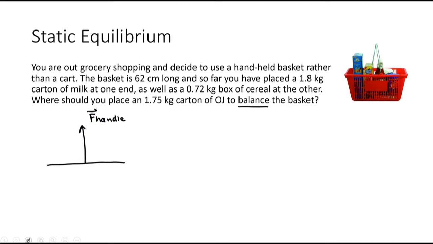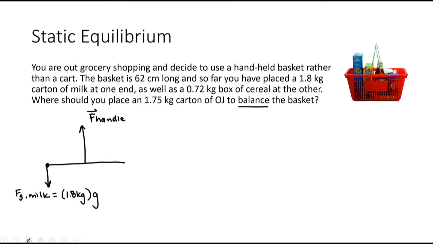Then we know that we have a 1.8 kilogram carton of milk at one end. So let's go ahead and draw my carton of milk. Let's say it's over at this end. And so then we know that its weight is going to be pulling downwards on the basket over here. So let's call this FG milk. And we know that its weight is going to be M milk, which is 1.8 kilograms, multiplied by the acceleration due to gravity. Okay, so that's the weight of the milk acting at one end of the basket.